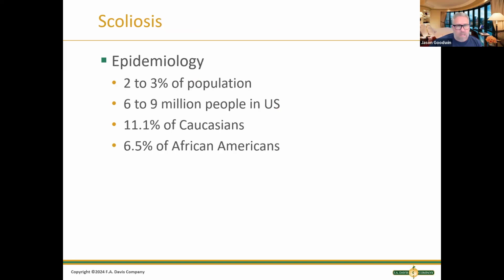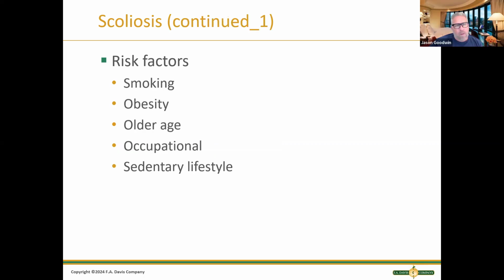Okay, scoliosis. We talked about this earlier. That's an abnormal bend in the spine, and males and females have essentially an equal amount. It's 2 to 3% of the population, up to 10 million people in the U.S. 11% of people that are Caucasian, and half that are African American. The risk factors of this are smoking, obesity, elderly patients, maybe occupational, and then sedentary lifestyles.